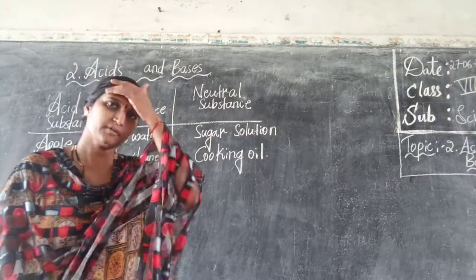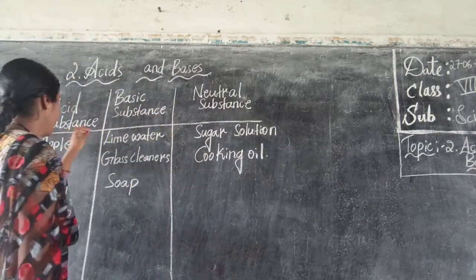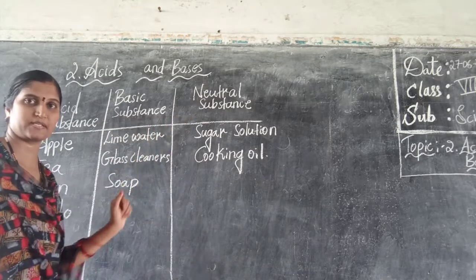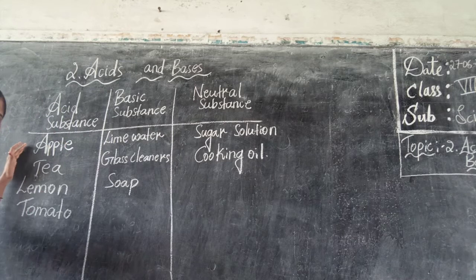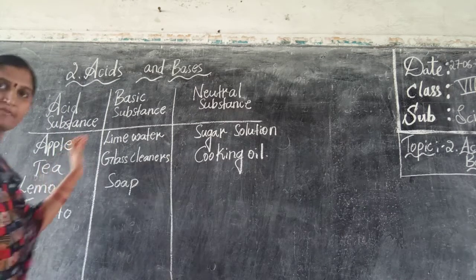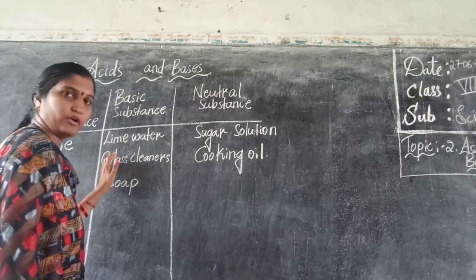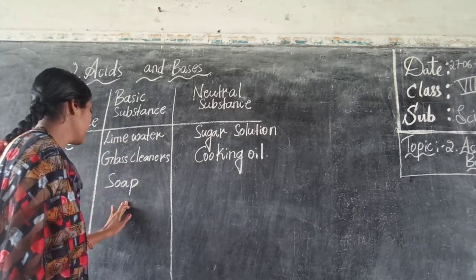Now let us discuss some of the acidic substances, basic substances and neutral substances. Some examples of acidic substances are apple, tea, lemon and tomato. And some of the basic substances are lime water, glass cleaners and soap.